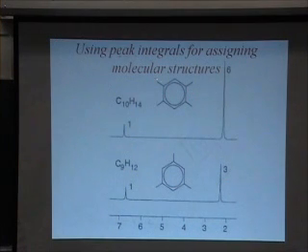अच्छा, तो there are 9 protons in the methyl groups, and there are 3 protons that are directly attached to the benzene ring. So the ratio is 3 to 9, or 1 to 3. So if you look at the areas under these peaks, the ratio is 1 to 3. So you can unambiguously assign this structure to the spectrum. You can correlate the structure and the spectrum.